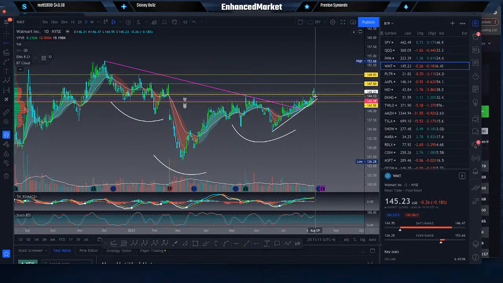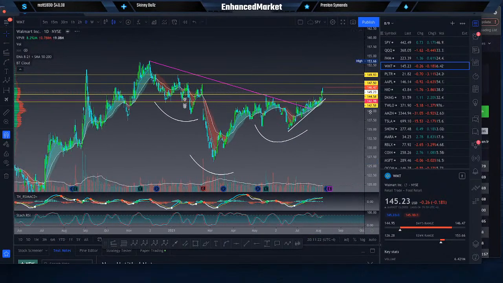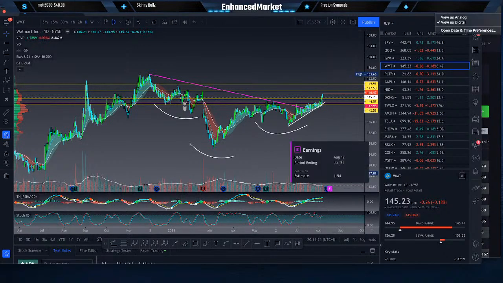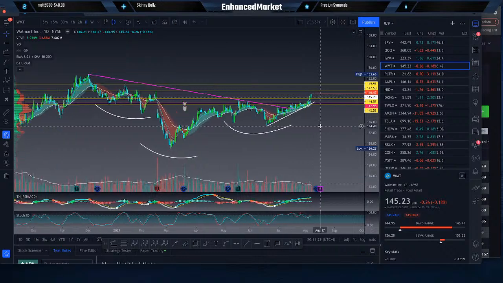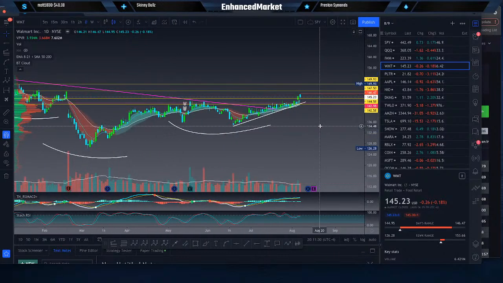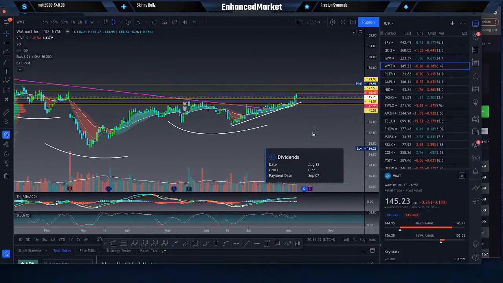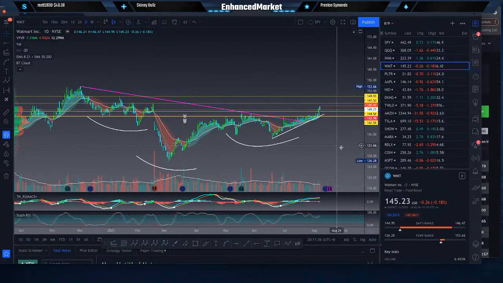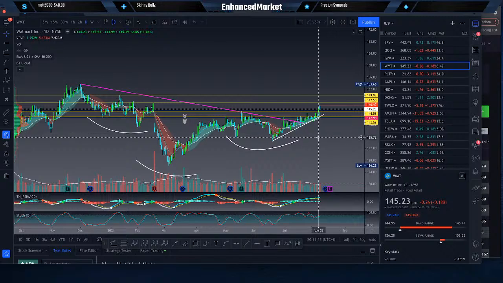You can either enter at the retest of this yellow line or back over that candle of 146.47. So definitely watching this for some continuation. They do have earnings though this week on the 17th, or maybe that's next week. And then they also have their dividends coming up. So that's definitely going to affect price. But based on the current chart, this is what I'm seeing.